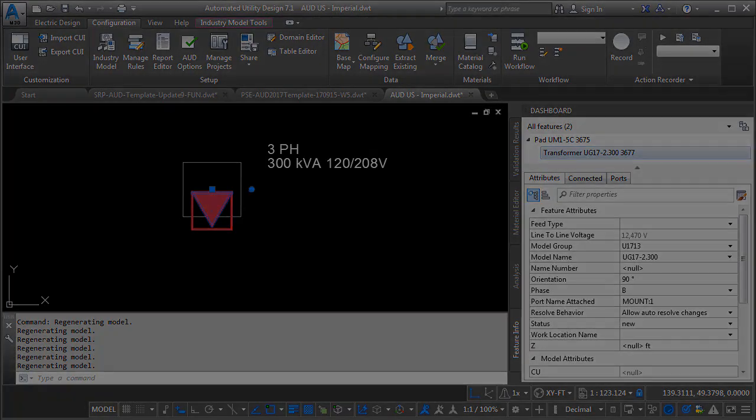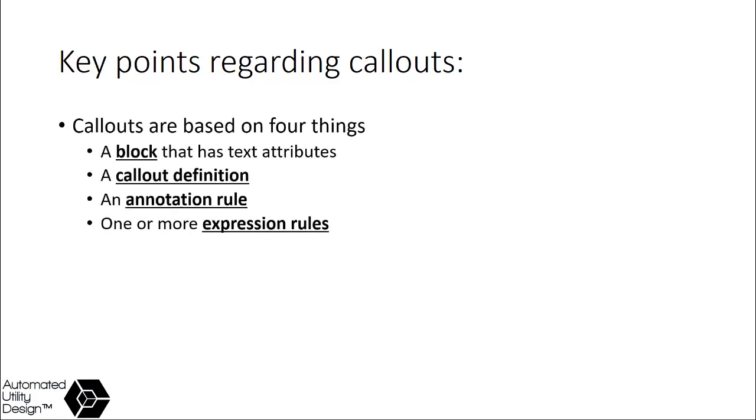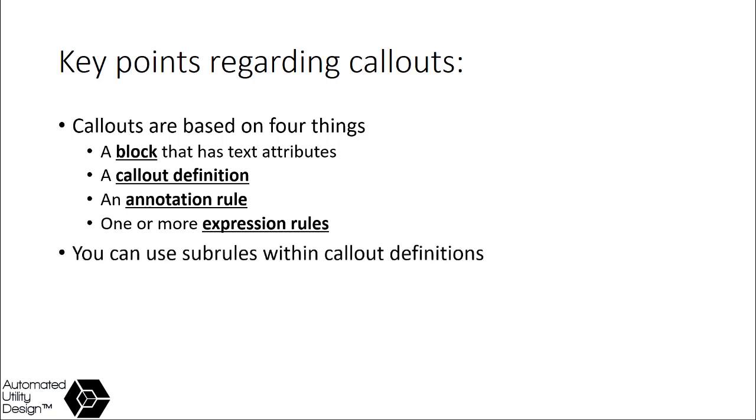So let's review the important points covered in this short vignette. Callouts are based on four things: a text block that has text attributes that you can assign, a callout definition that determines what block is used, things like color and layer, and what data appears in each attribute within the block, an annotation rule that determines which callout is displayed, and one or more expression rules that control the actual text displayed. You can also use subrules within these text expressions.